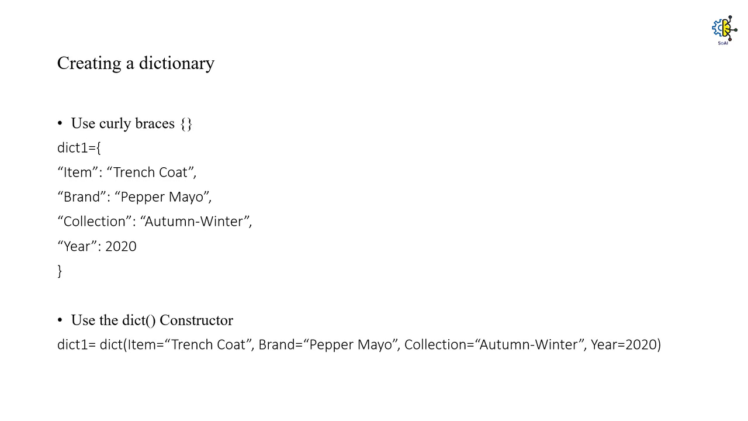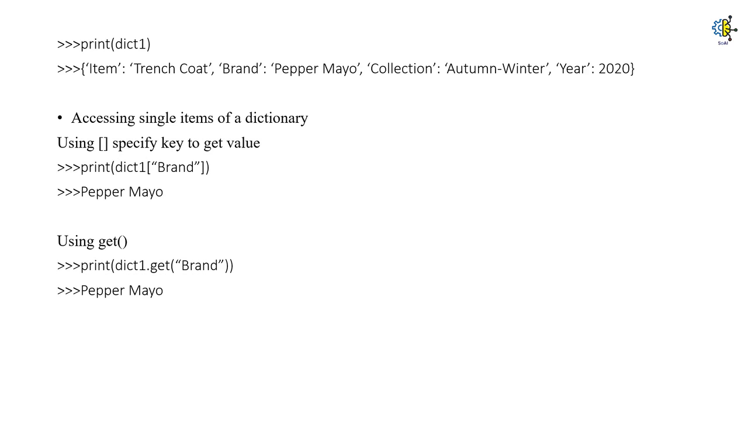You can also do the same using the dict constructor. As you can see, dict1 equals dict, and within closed brackets, I am passing all the necessary key value pairs as shown in the first example within the dictionary to be stored. Now, if I print the value of dict1, you can see that all the key value pairs which were stored within the dictionary have been printed in the given format. Item trench coat, comma, brand pepper mayo, comma, collection autumn winter, comma, year 2020.